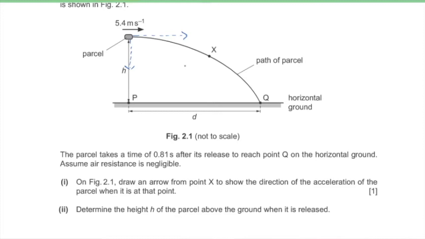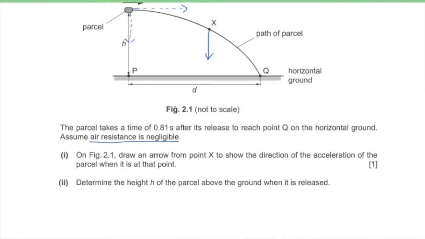So there is acceleration vertically downwards due to g. And it is also said that air resistance is negligible, so this acceleration is only because of g.